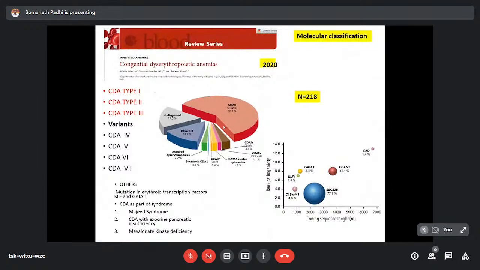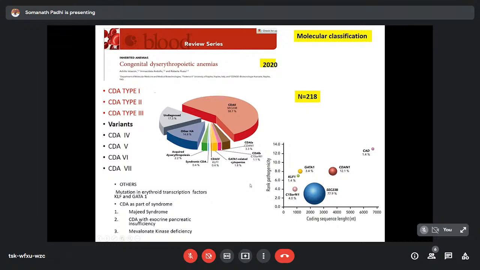Now, while we are going from this classical presentation, we must try to understand the recent classification by Iolascon and Russo in 2020, a beautiful article published in Blood, which classifies CDA into CDA type 1, type 2, type 3, as well as variants CDA type 4, 5, 6, 7, and some other variants: mutations in erythroid transcription factors like KLF1 and GATA1 associated CDAs, or it may be part of Majeed syndrome, CDA with exocrine pancreatic insufficiency, or mevalonate kinase deficiency.